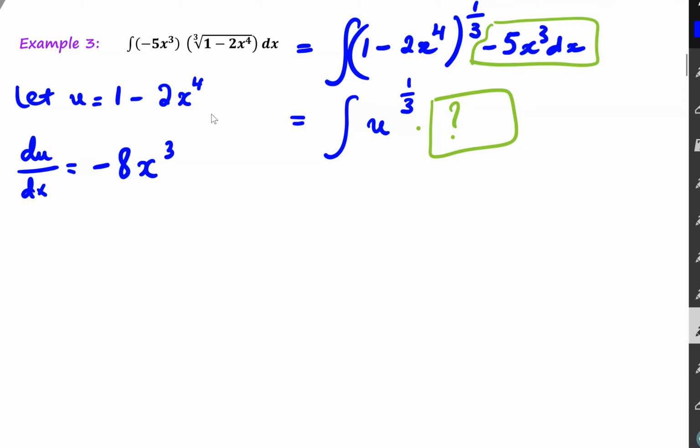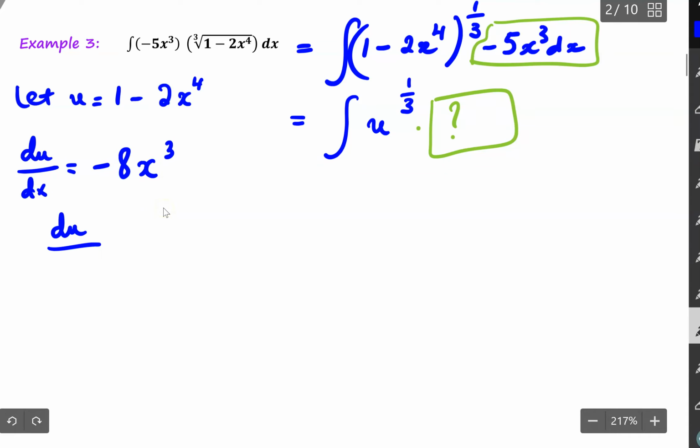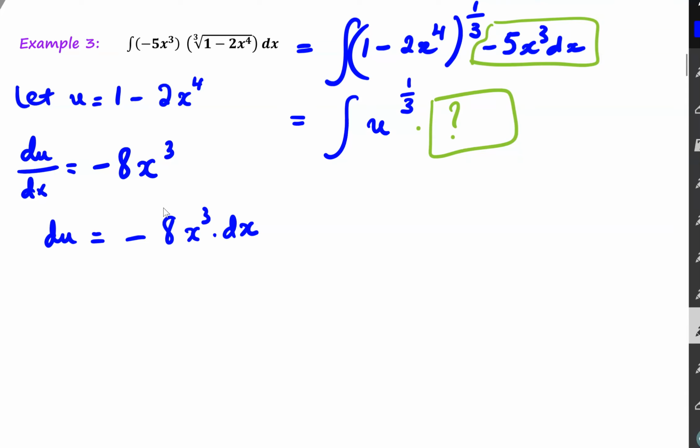What I'm going to ask you to do next is to isolate your variable, or in the way that I would use the word, separating the variables. It means you want to multiply dx over to the other side. So I will have du equal to negative 8x to the exponent 3 times dx. But you need negative 5 times x to the exponent 3 dx in this case, right? But here you have negative 8. So what do we do in this case?